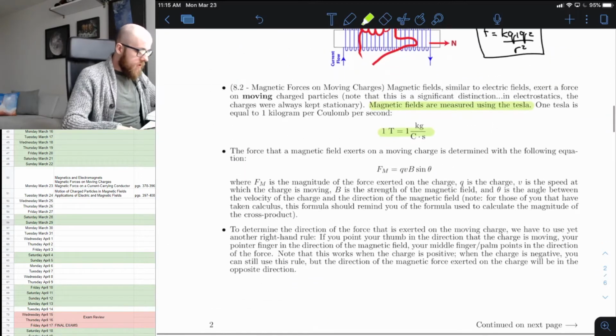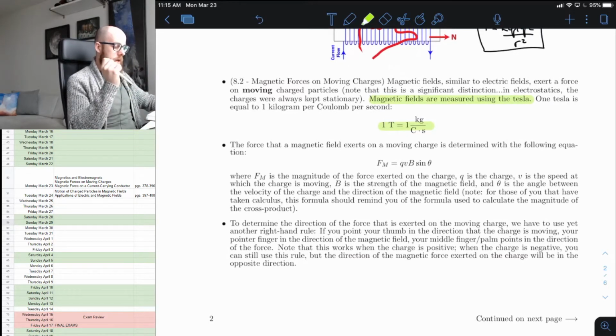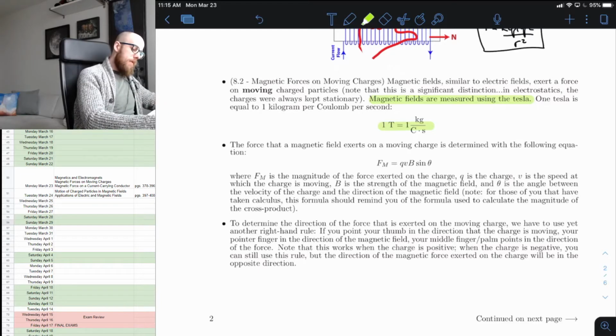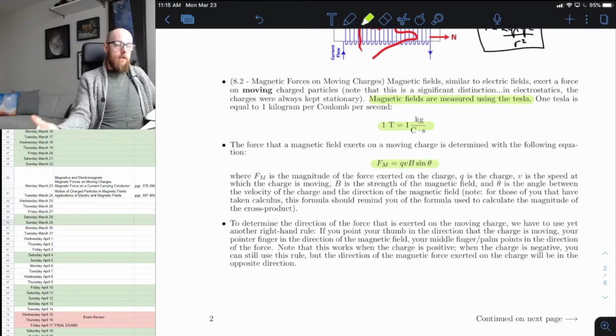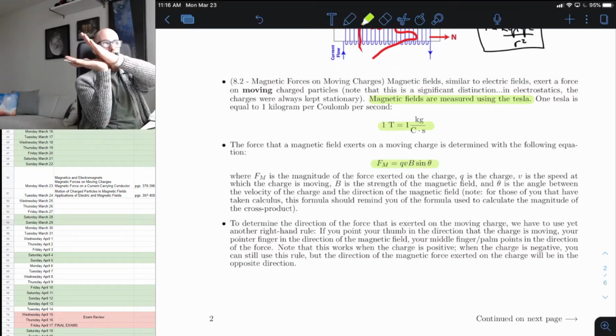Okay. So let's get into some actual calculations here. The force that a magnetic field exerts on a moving charge, we can find it using this formula. The magnetic force, instead of the electric force, is equal to QVB sine theta. Q is the charge, V is the speed that the charge is moving at, B stands for the strength of the magnetic field, and theta is the angle between the direction that the charge is moving in and our magnetic field.